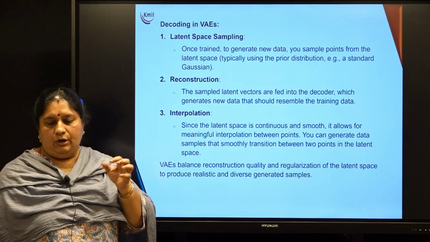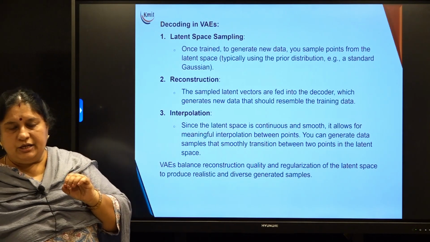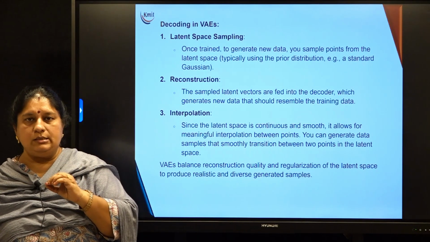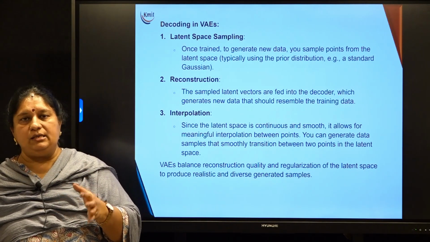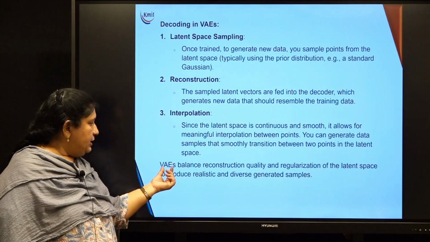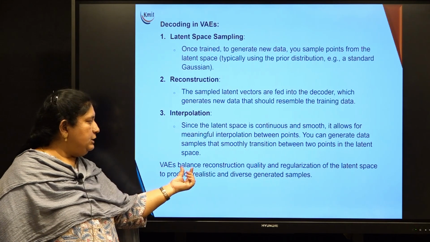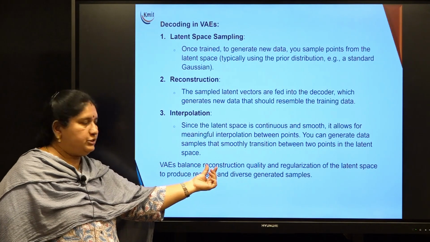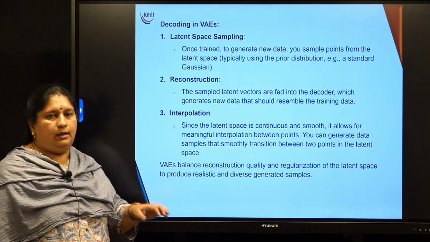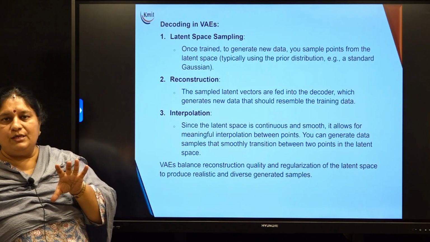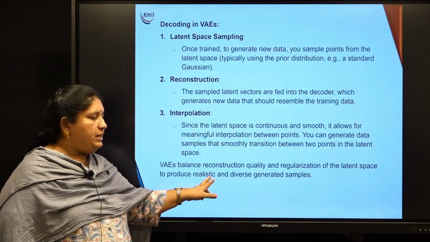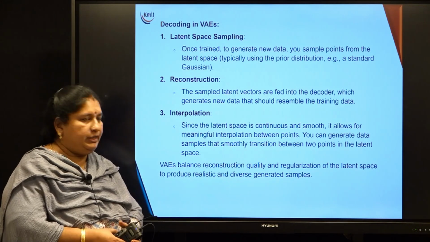Interpolation: because the optimization techniques are trying to make the latent space smooth and continuous, interpolation becomes very easy between various points of the distribution. What are we trying to do under VAEs? We are trying to balance the reconstruction quality and regularization of the latent space. And what is the objective of this? Why are we going for regularizing the latent space? It is to produce more realistic and diverse generated samples.